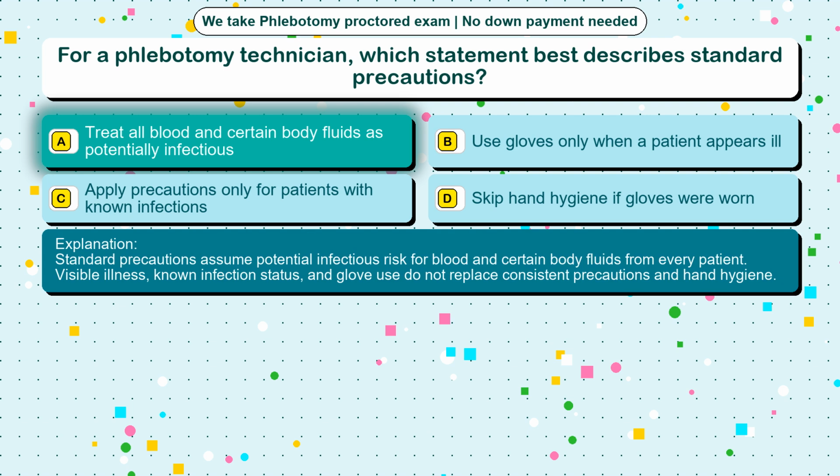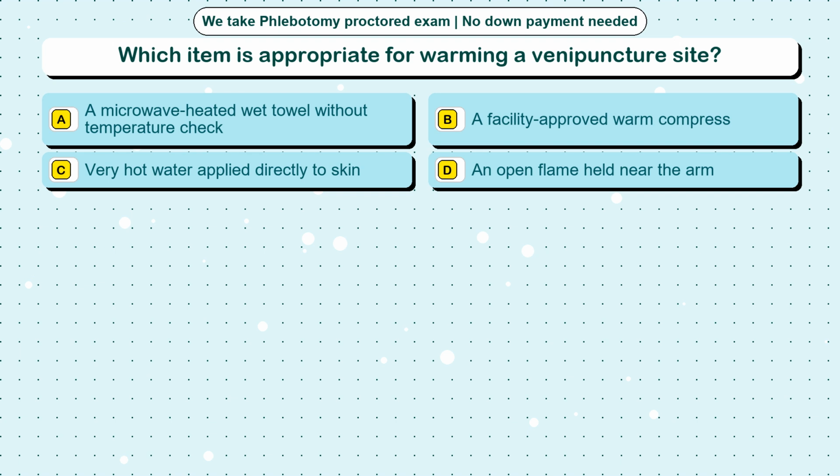Standard precautions assume potential infectious risk for blood and certain body fluids from every patient. Visible illness, known infection status, and glove use do not replace consistent precautions and hand hygiene. Question 58. Which item is appropriate for warming a venipuncture site? Option A, a microwave-heated wet towel without temperature check.